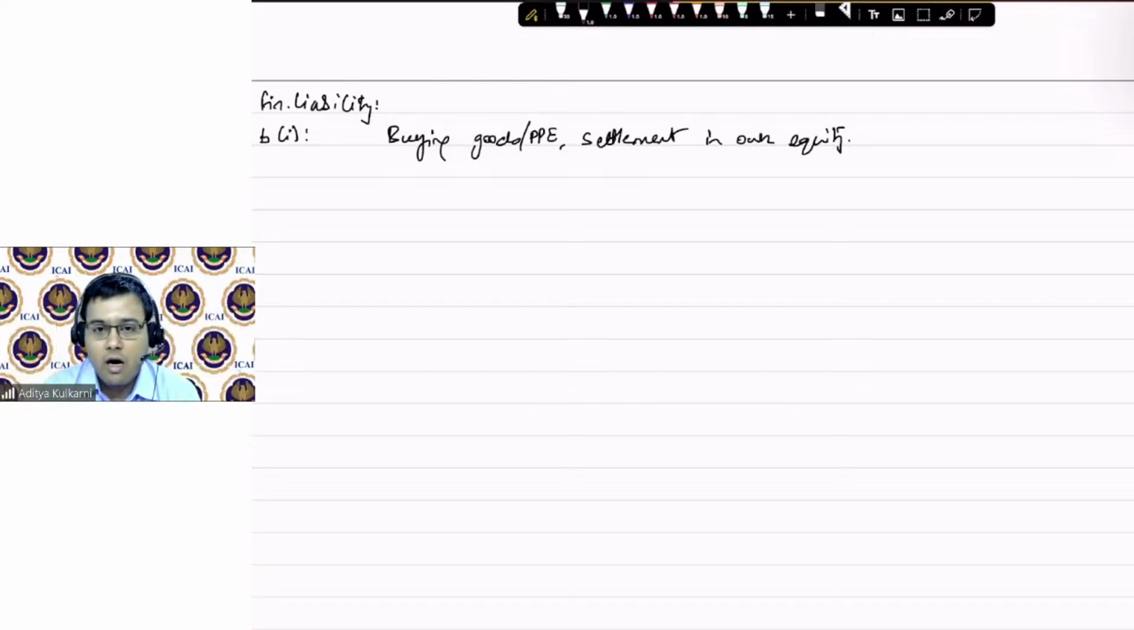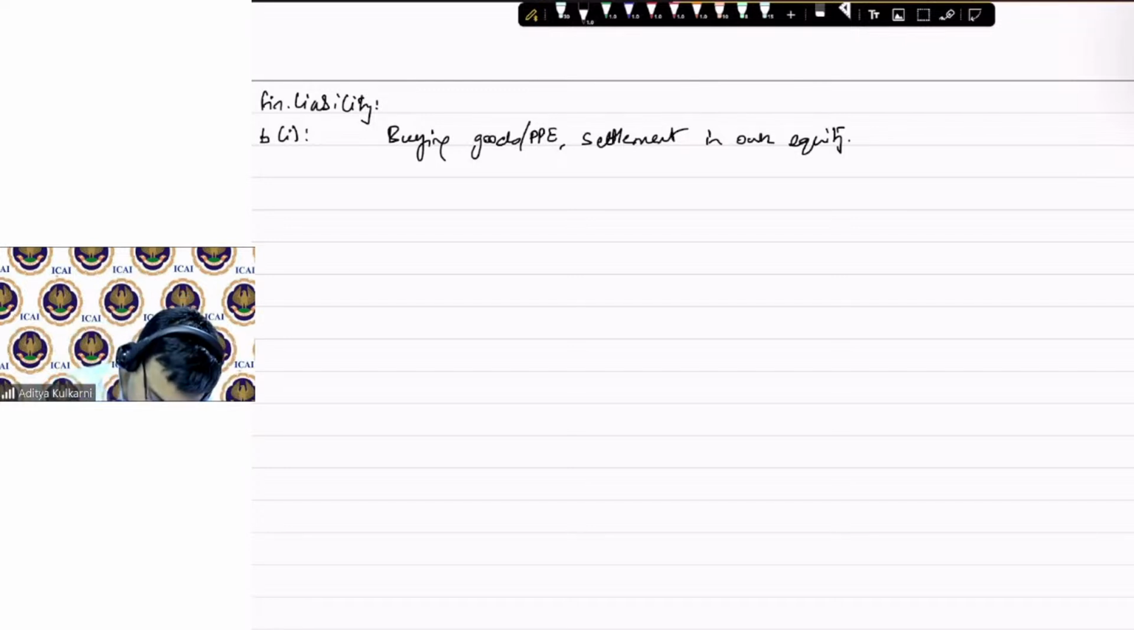I buy goods and the settlement happens in own equity. In a way, I am issuing equity instruments to pay a liability. Will it be a liability? Will it be equity? We will discuss that. But as of now, just understand that I am purchasing goods and in return I am issuing equity shares. So equity shares in some way become a currency. It is a mode of exchange. What does currency do? It exchanges goods or services. So I am issuing my own equity shares.